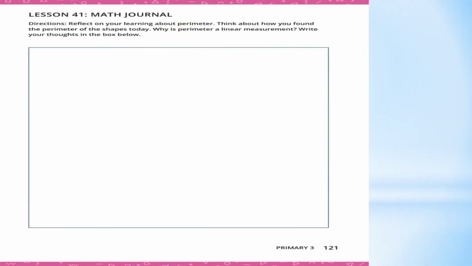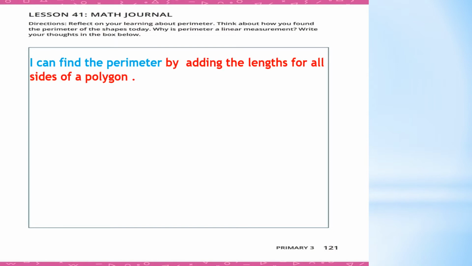Our math journal. He wants us to find the perimeter of any shape. How can we find it? And why the perimeter is a linear measurement. I can find the perimeter by adding the lengths of all sides of a polygon. If we added all sides, it means we found the perimeter.